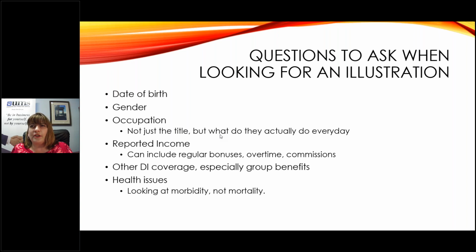Okay, I ran the illustration at a very high occupation class because that is a very white collar occupation. Illustration looks fabulous. We go through underwriting. During the phone interview, they ask, well, what do you do every day? It turns out this client was actually an auto mechanic, but he worked on the computers within the car. That is vastly different than a computer engineer. So when you're asking that, ask a little bit about what they do every day.